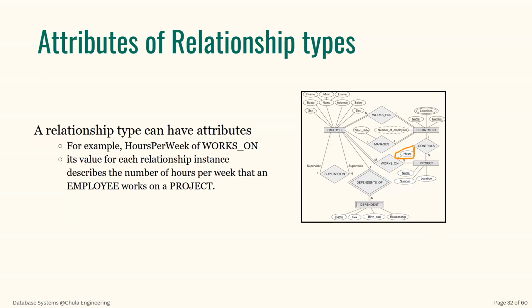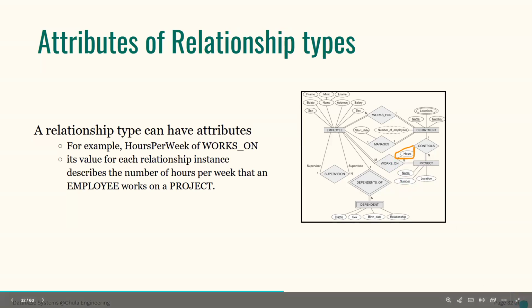So for this particular diagram, you say that an employee must work on at least one project, and a project has to have at least one employee, because of the double line there. But if this happens, you have to record the number of hours that they work on that particular one.